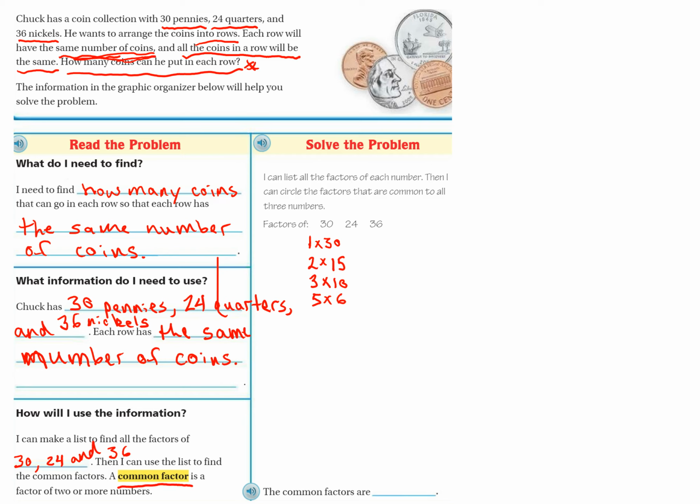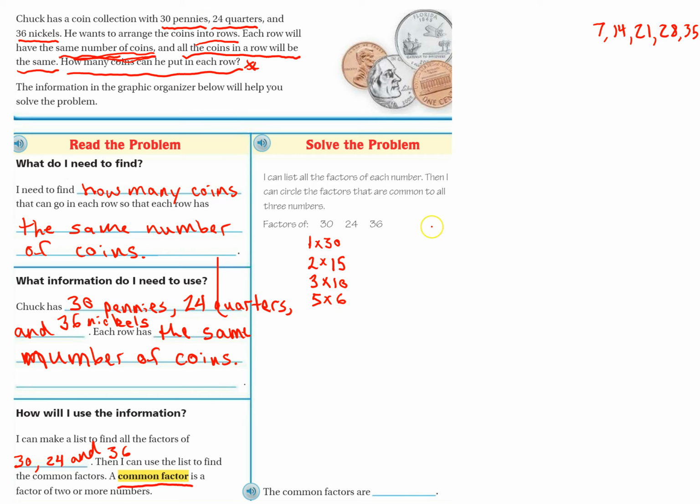Okay, what about 7? Well, let's count by 7s really quickly. 7, 14, 21, 28, 35. Nope, I'll never land on 30 if I count by 7s. What about 6? Yep, 6 works, and I already found it right here. Once you start finding numbers you've already found, that's when you know you're done. Okay, so that's all the factors of 30.